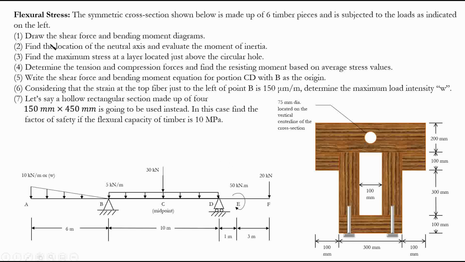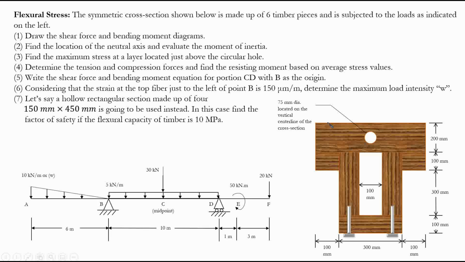So you see, draw first the shear force and bending moment diagrams, of course a necessity in finding the flexural capacity, or basically the flexural stress on the beam, and then find the location of the neutral axis and evaluate the moment of inertia. Find the maximum stress at a layer located just below the circular hole. So this is very important, right?